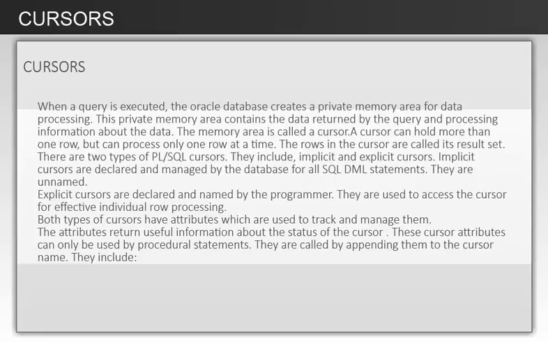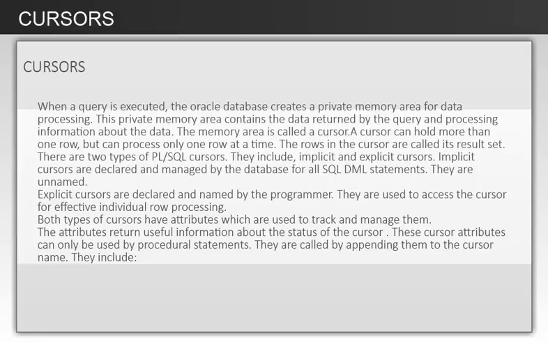There are two types of SQL cursors. They include implicit and explicit cursors. Implicit cursors are declared and managed by the database for all SQL DML statements. They are unnamed. Explicit cursors are declared and named by the programmer. They are used to access the cursor for effective individual row processing.